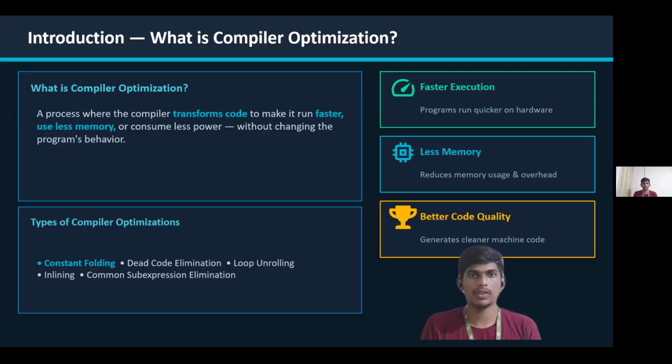And why we need compiler optimization: for fast execution, so that the programs run faster and quicker, and also for less memory usage, and overall for better code quality. If you use the constant folding code optimization technique, it generates cleaner machine-readable code.